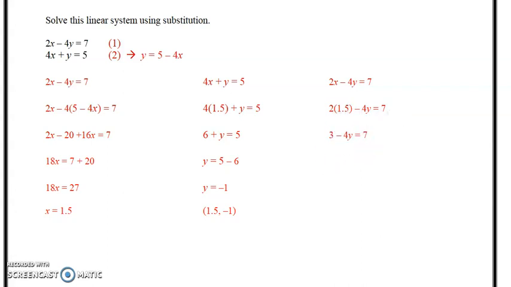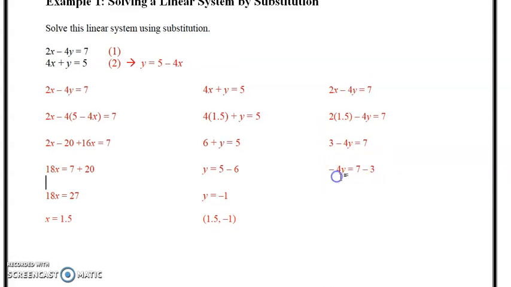And then you subtract 3 from both sides. Right? Get rid of that. We subtract the 3 from both sides. Put a positive 3 here. Subtract 3. So now we just take the 7 and subtract the 3. We get 4. Divide both sides by negative 4, and you would get negative 1. Again, the same solution, obviously.